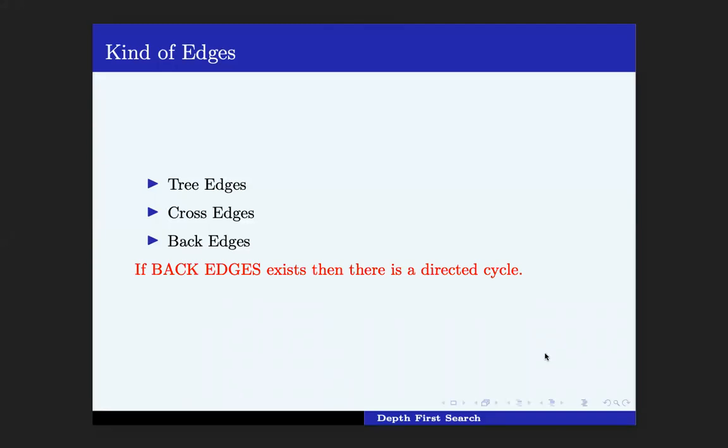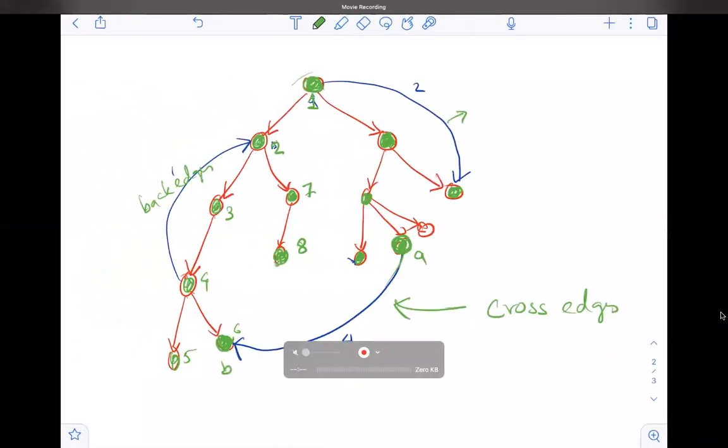Yeah, and another thing is that if back edges exist in a directed graph, say here there is a back edge, then you know that means that there is a cycle, a directed cycle. A forward edge doesn't necessarily say that there is a directed cycle, but a back edge says that there is a cycle.